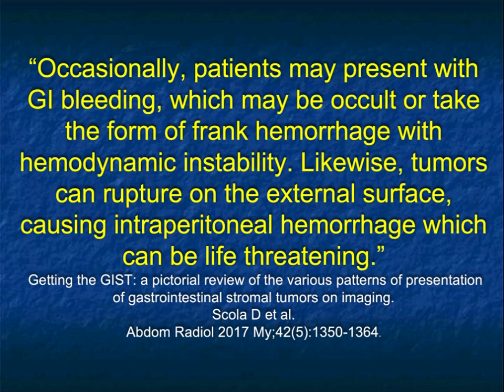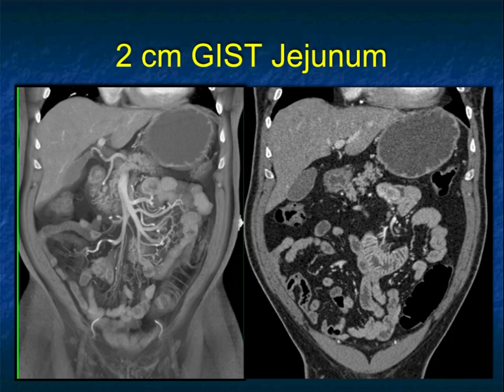Patients may present with GI bleeding, which may be occult or frank hemorrhage. Likewise, tumors can rupture, causing intraperitoneal hemorrhage, which can be life-threatening. So, when you're seeing tumors that bleed, you've got to think about GIST.